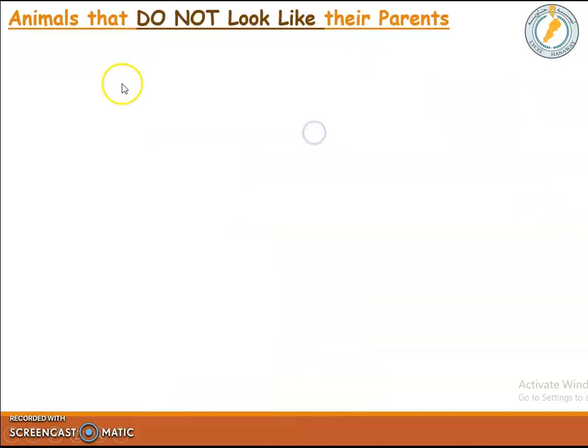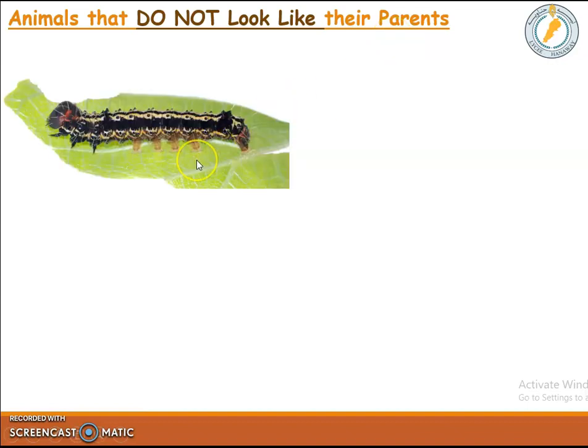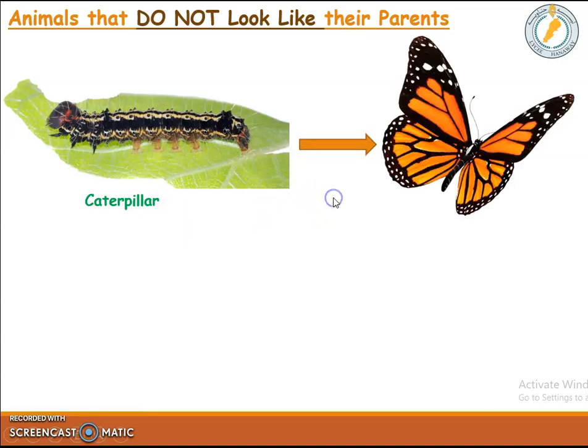Now let's move to talk about animals that do not look like their parents. Do you remember the examples I told you about? Let me show you the first example. Here we have a caterpillar. At birth, it's a caterpillar, but who knows when it grows up, it becomes what? The caterpillar grows up to become a butterfly. So the mother here is the butterfly, but the baby or the young is the caterpillar.